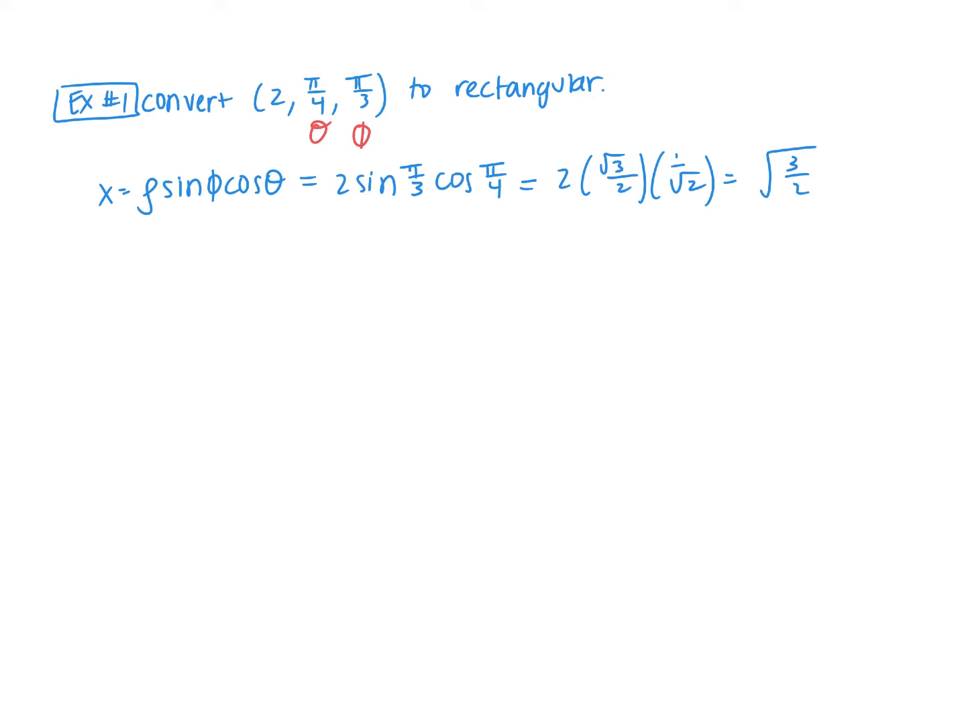If you want to rationalize it, go for it. I'm not going to because I'm too lazy. Then our y is equal to rho sine of phi sine of theta. So that is 2 sine of pi over 3, not cosine, sine of pi over 4. Hopefully you can see again that would be the square root of 3 over 2.